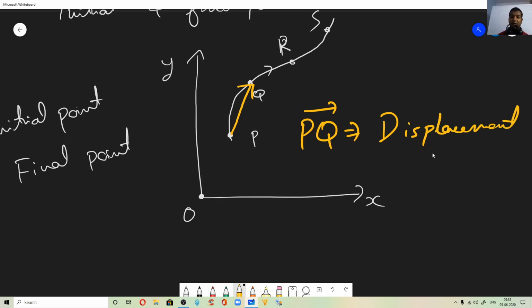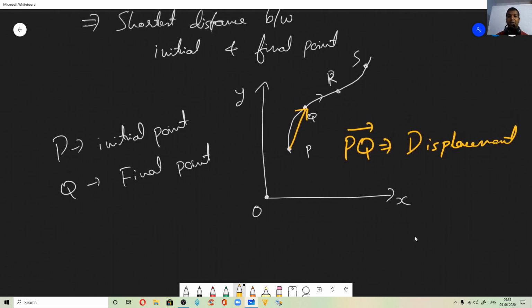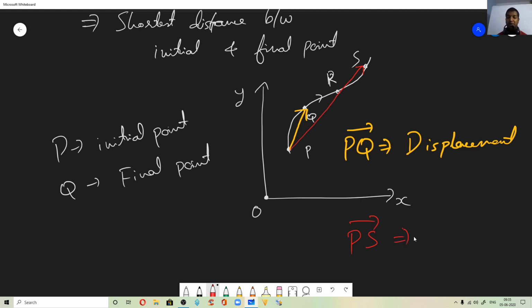Now if you had considered P as the initial point and S as the final point, then the vector would have been like this, right? So this vector PS can also be called a displacement vector. Remember, displacement vector always points from initial point to final point. It always starts at the initial point, the starting point, and it ends at the ending point, the final point. So this you need to remember.